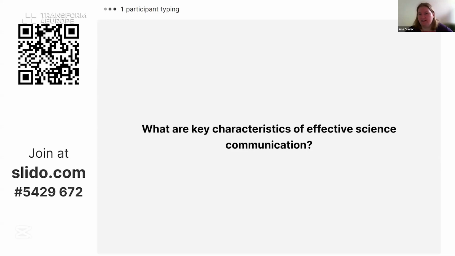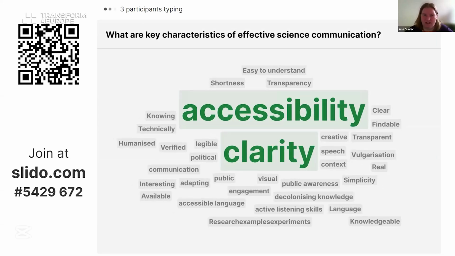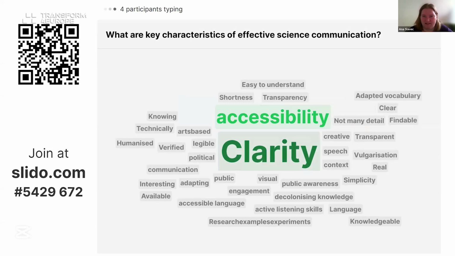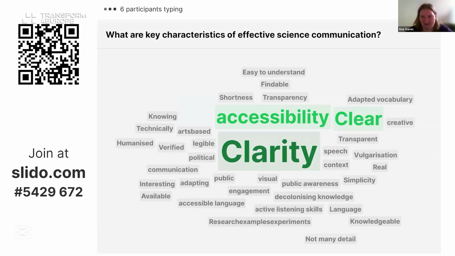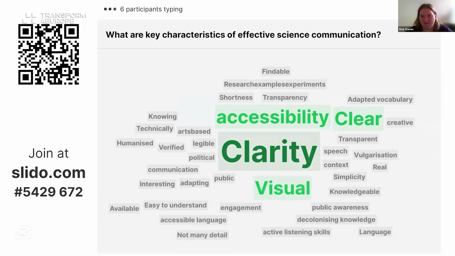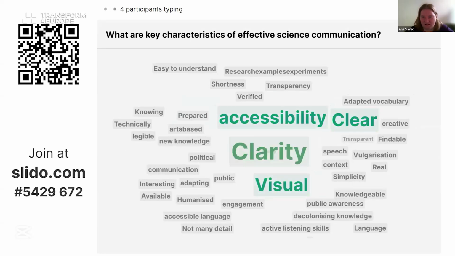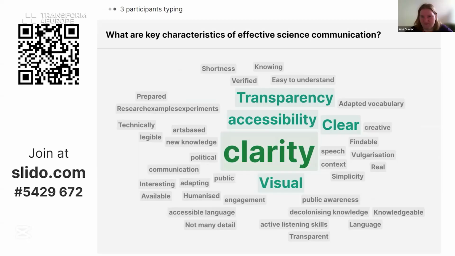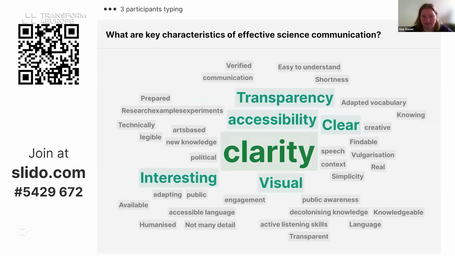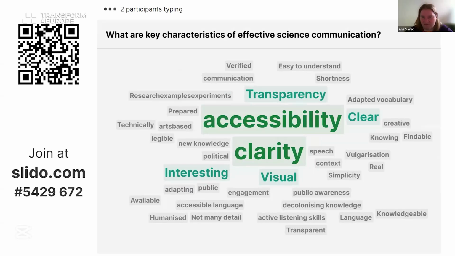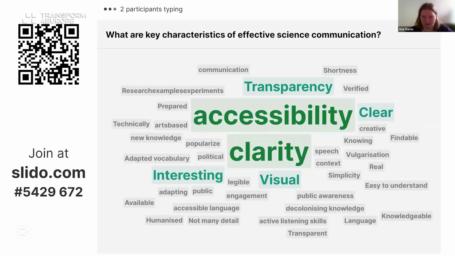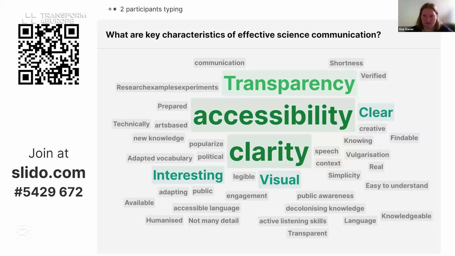Okay, I will click on the results so that we already see some words, but still feel free to type answers. Okay, we have 2 very big ones in the middle, accessibility and clarity. And then around we have easy to understand, findable, transparency. We also have visual, transparency now increased, interesting. Accessible language. Interesting, I already said that.